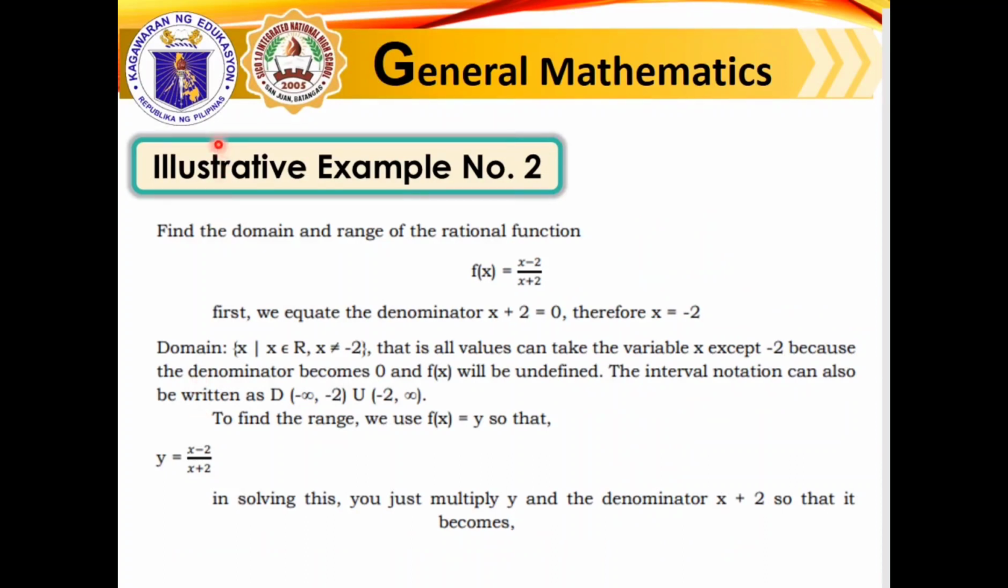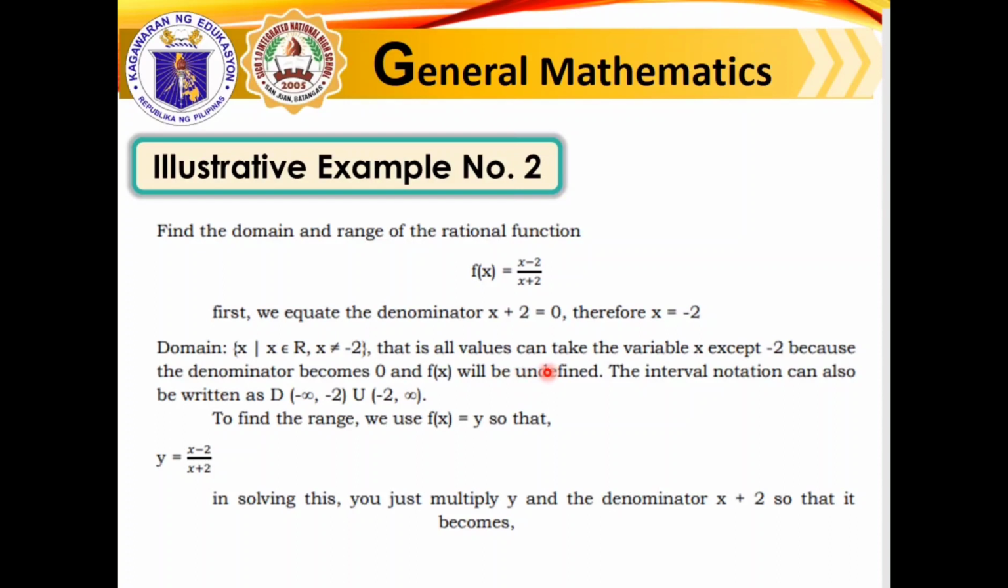Illustrative example number 2. Find the domain and range of the rational function. So function of x equals x minus 2 all over x plus 2. So first we equate the denominator x plus 2 is equal to 0. Therefore, we get x equals negative 2. So our domain will be x such that x are all the elements of R where x is not equal to negative 2. So we avoid using negative 2 because if we use negative 2, it will become negative 2 plus 2, which is 0, which makes our denominator 0, and it will become undefined.